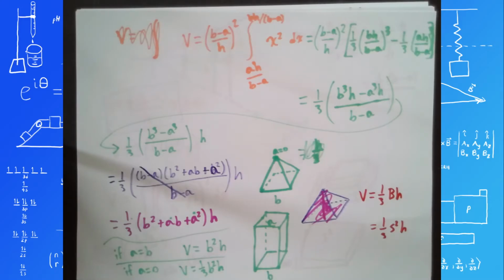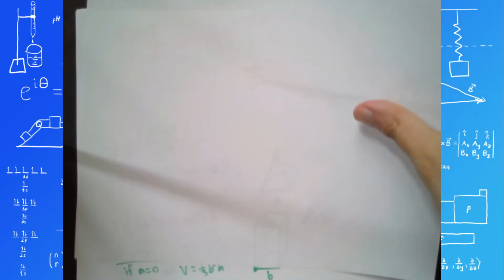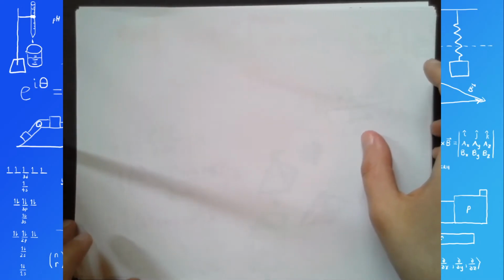What about volumes by cylindrical shells? Let's do an example or two of those, and then move on to something that's not so volume heavy. Let's see, volumes using cylindrical shells.